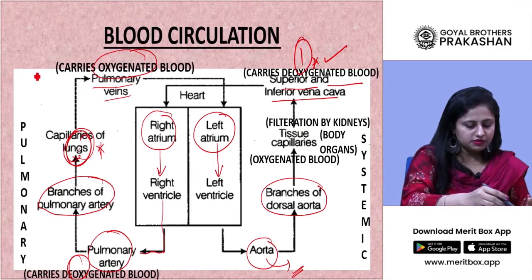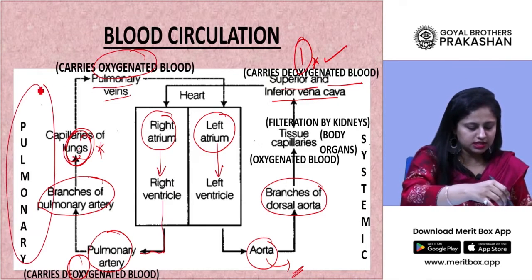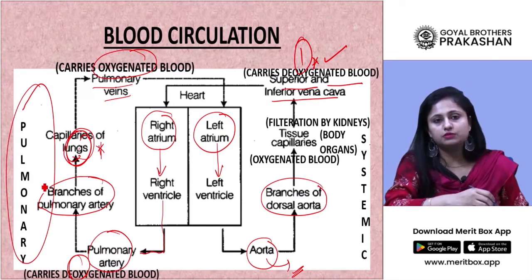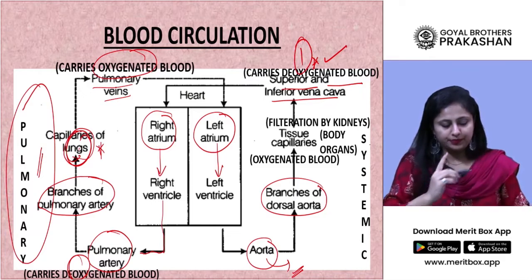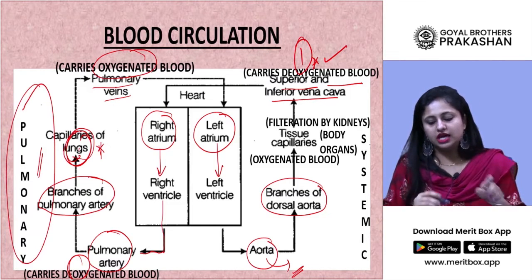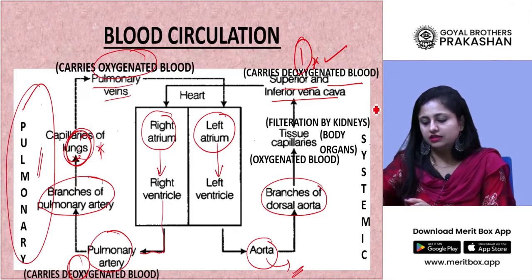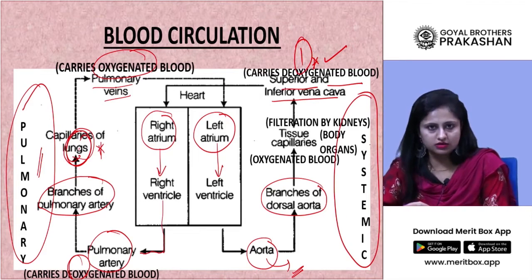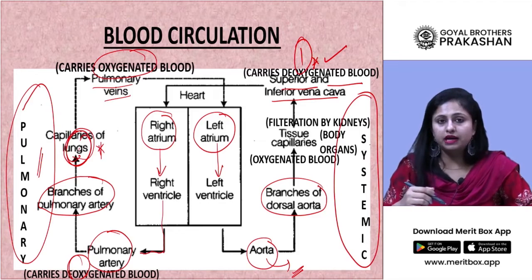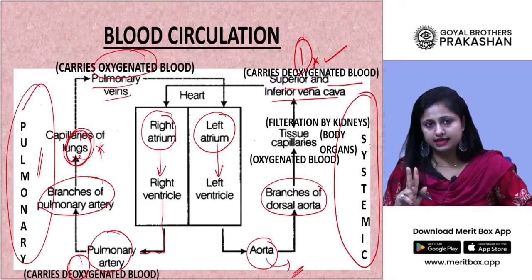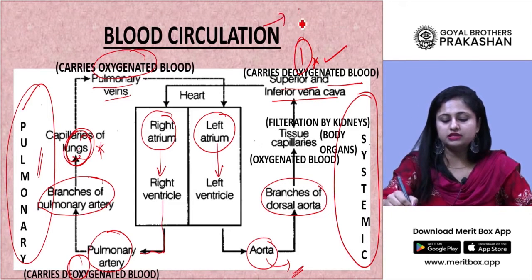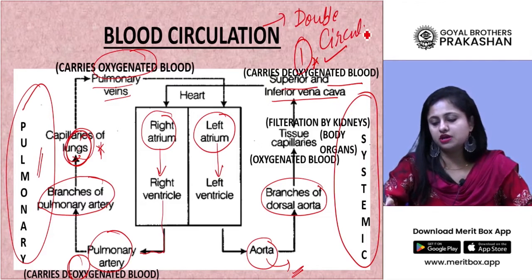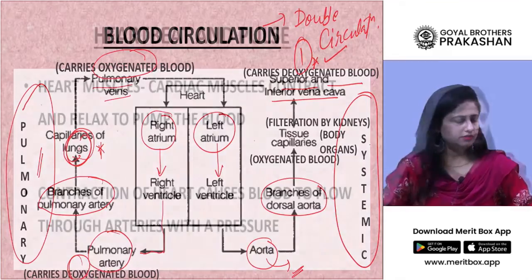So this circuit is known as the pulmonary circuit or pulmonary type of circulation, where lungs are involved. And where lungs are not involved, that type of circulation is known as systemic circulation. Since the blood goes through our heart 2 times, right? Therefore it is known as double circulation, since circulation occurs 2 times.